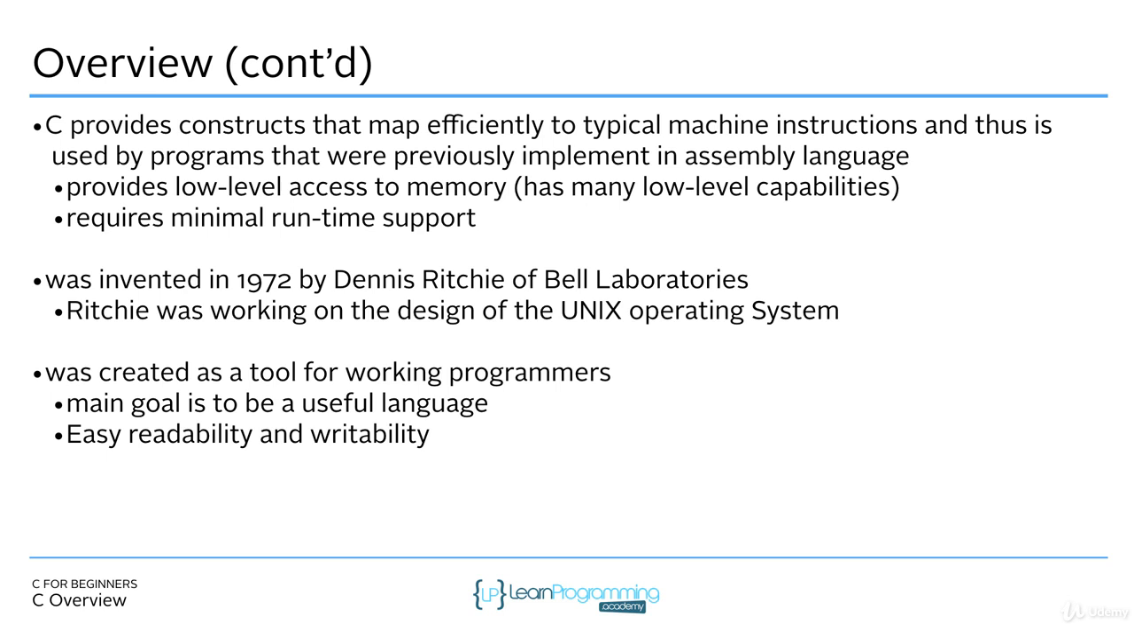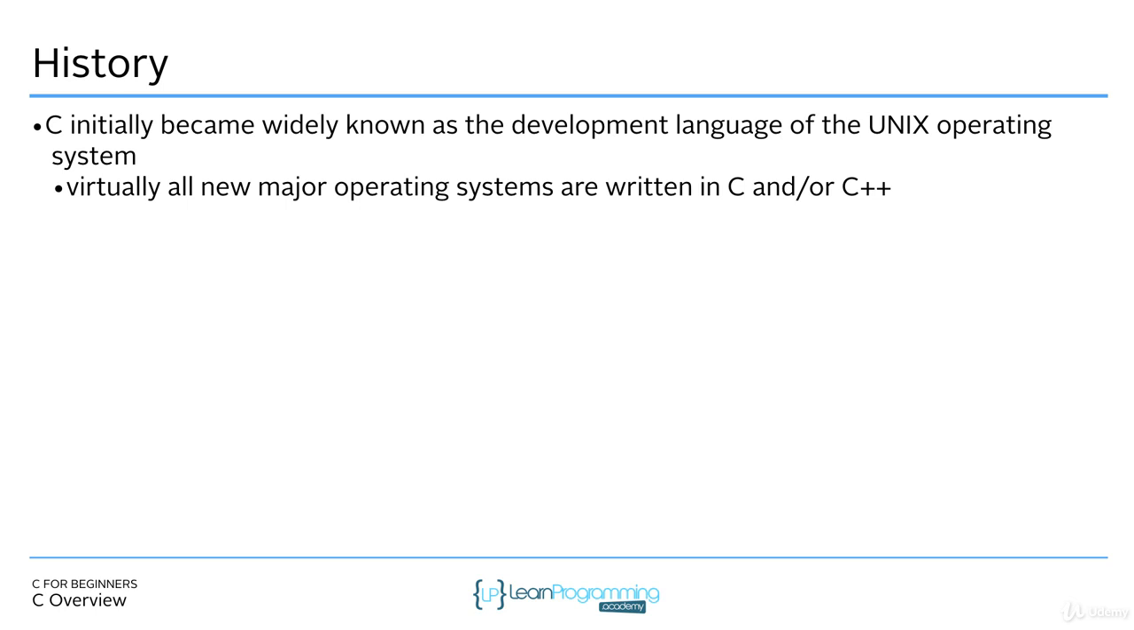It was created as a tool for working programmers. The main goal when designing the language was for it to be useful and for it to be easily readable and writable. I mentioned readability is basically looking at the program and being able to understand what's going on quickly. So it's not that complex. Writability is being able to write the code quickly, efficiently, be able to do things quickly. So if you were to write some code, you don't have to write 20 lines of code to add two numbers. You write one line of code. It's very easy to write. So readability and writability are important goals and important advantages of programming languages, and C easily meets this.